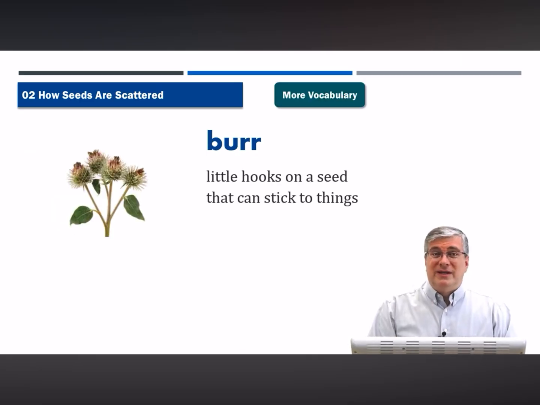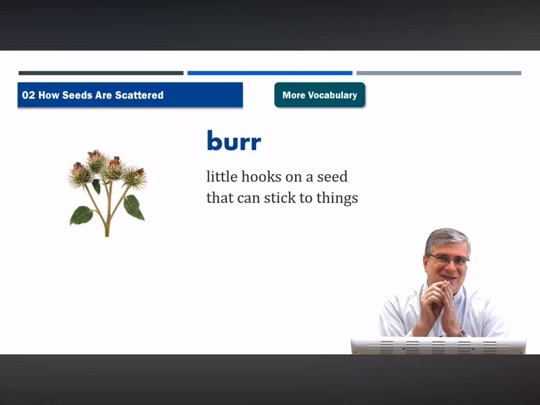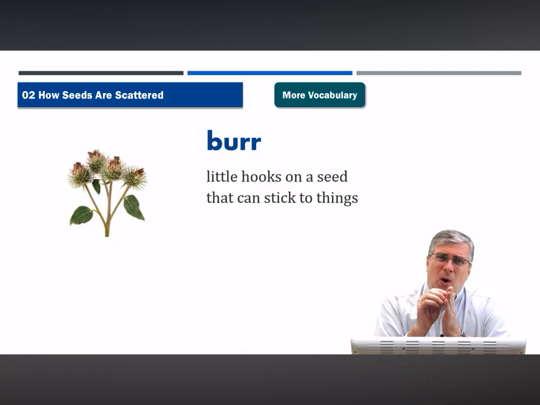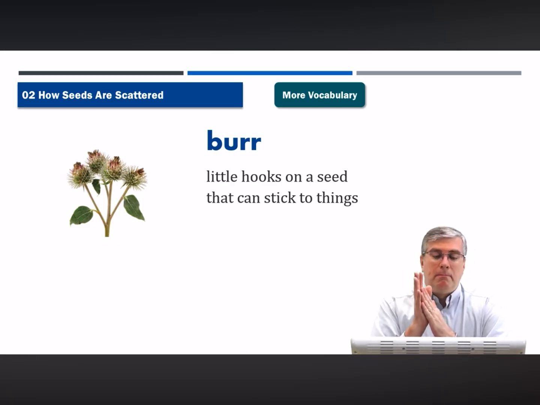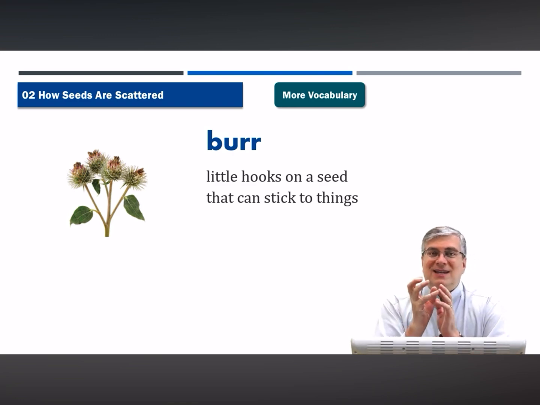Burr. Now, we talked about stick. Remember when we saw that picture for stick? We saw those little pieces of the plant that sticks to your socks. They're really hard to get out, aren't they? Well, what part of the plant is that? We call that a burr. Burrs are little hooks on a seed that can stick to things.